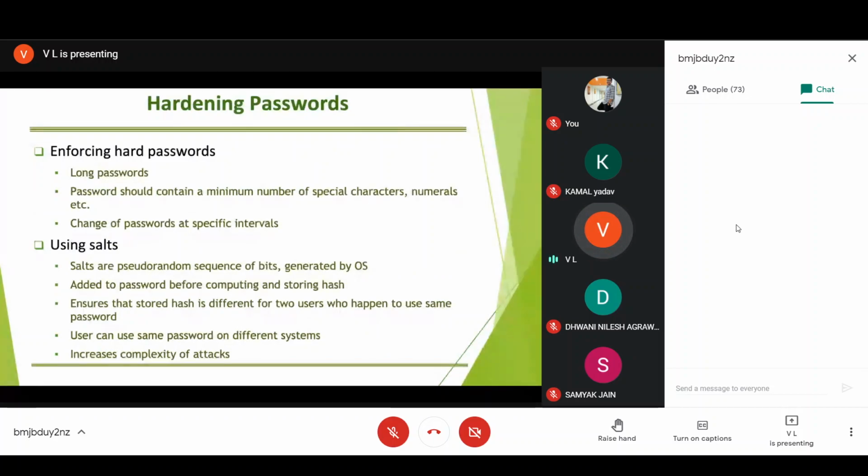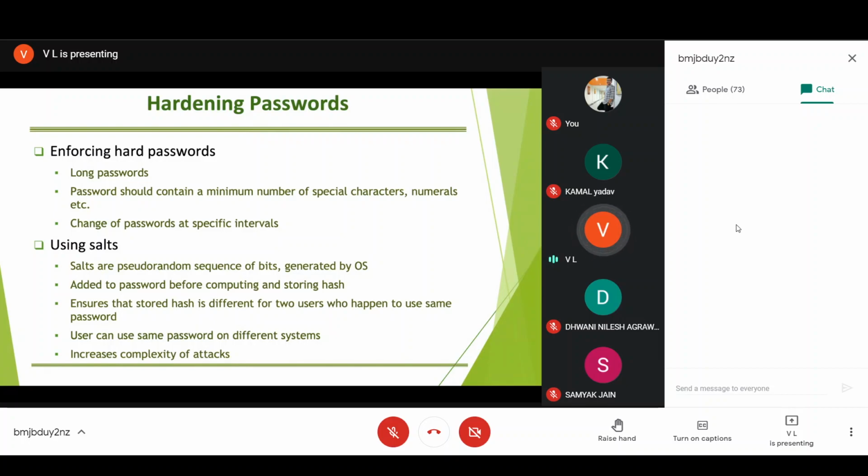So one thing is that the operating system can try to enforce a hard password. It can ask the user to give a longer string. So do not give four characters or 5 characters or 8 characters. Give at least, let's say, 10 characters. But the longer the password, the more difficult it becomes for the user to remember it. Also, the operating system can enforce that the password should contain a minimum number of special characters or numbers. So most systems ask the user to create a password which contains at least one numerical digit and at least one special character.